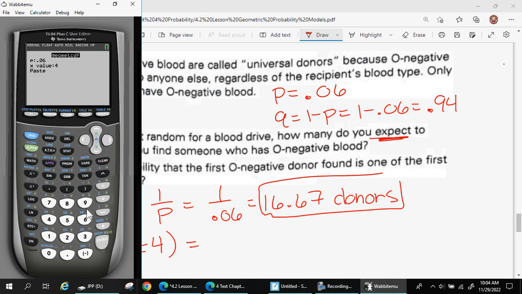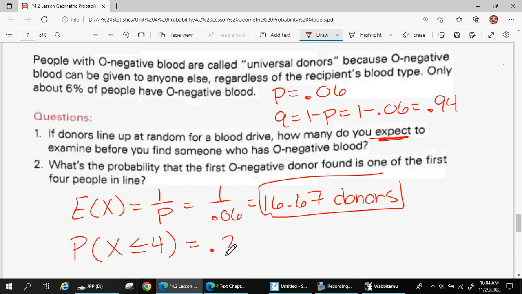C stands for cumulative. I'm going to tell it our probability of success, and I'm going to give it our X value. Here it's 4. It's going to calculate the probability for that X value and everything less than it. So since I have less than, I can make my X value 4. And it's going to give me this probability of 0.2193.